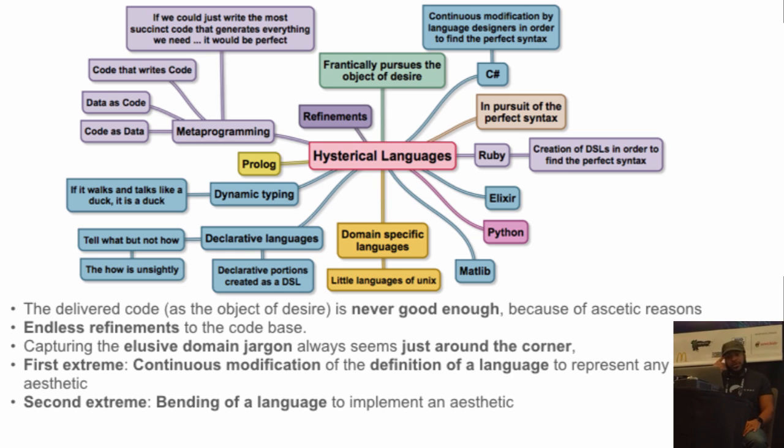An interesting thing within Python, there's a saying that there's only one right way to do it. So if you implement something in Python and it's the wrong way, you're expected to refine it and make it the right way. And then you've got Prolog here.